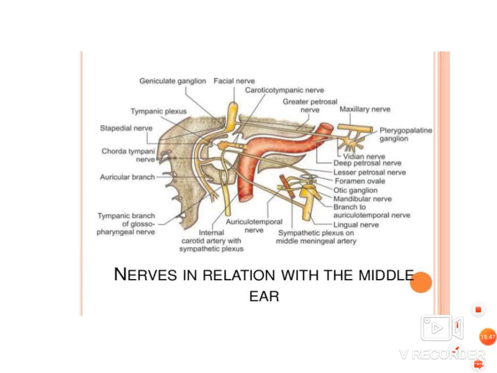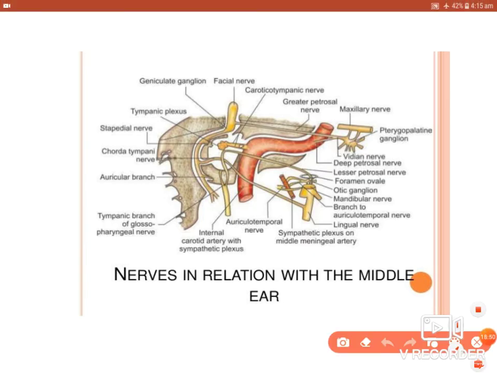Then coming to the relation of the nerves with the middle ear. See here, this is the anterior aspect, this is posterior, this is the roof, this is the floor, and this is the tympanic cavity. Here, this is the internal carotid artery. There is the sympathetic plexus there, and from there the caroticotympanic nerve is coming. So this anterior wall is related to the caroticotympanic nerve and the internal carotid artery. The caroticotympanic nerve goes into the tympanic cavity.